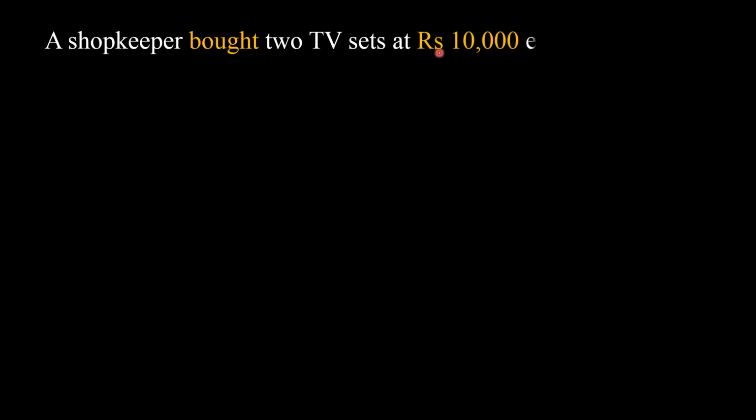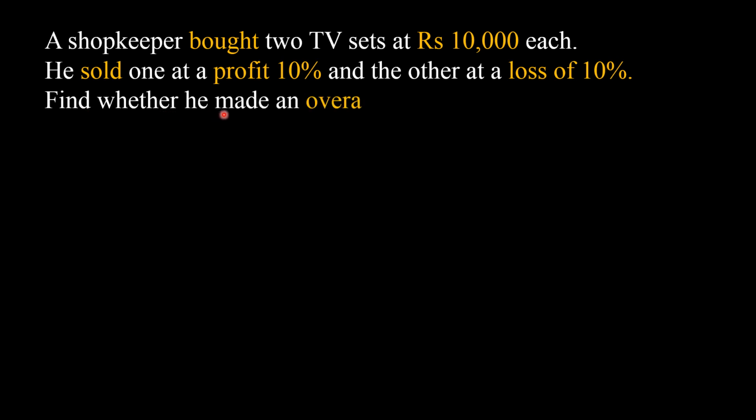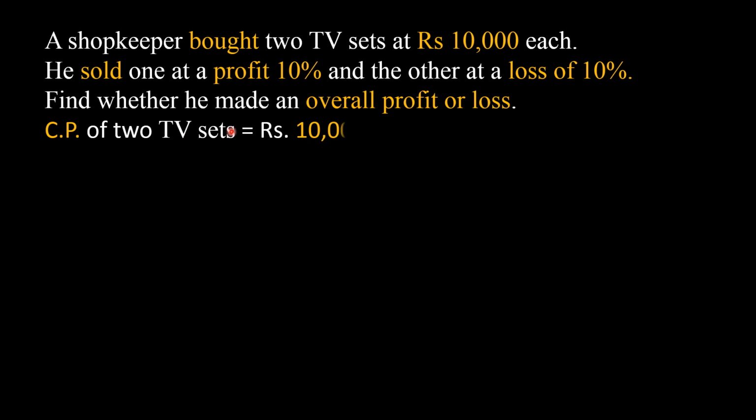Next, a shopkeeper bought two TV sets at rupees 10,000 each. He sold one at a profit of 10% and the other at a loss of 10%. We have to find whether the shopkeeper made an overall profit or loss. Here CP of the two TV sets is rupees 10,000.